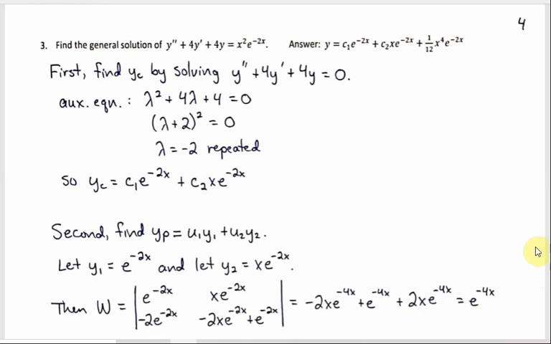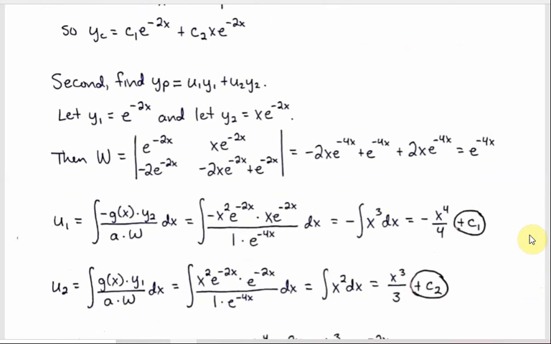All right, so once we have that, we get u1 and u2, which here they're both nice and short. And the integrals are nice and simple, right? The x cubed, x squared, that's great. So you sub in. Right, so there's g of x, the x squared e to the negative 2x. Here we need y2, so x e to the negative 2x right there. And then a, the coefficient of y double prime, once again, is 1. And then the Wronskian is e to the negative 4x. Here, got an e to the negative 4x on the bottom, got an e to the negative 4x on the top. So that really is just negative x cubed.